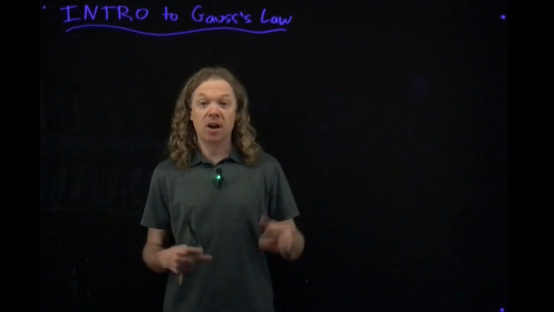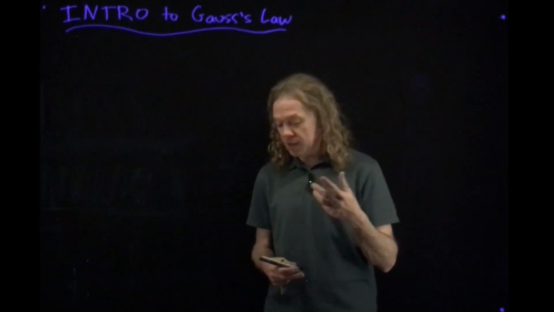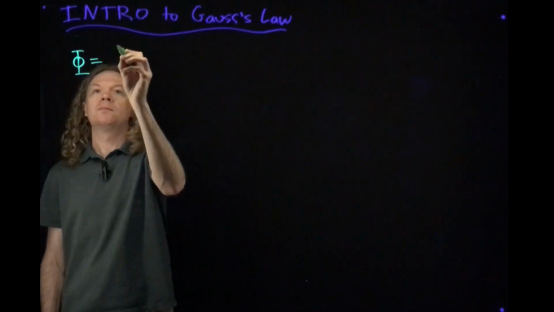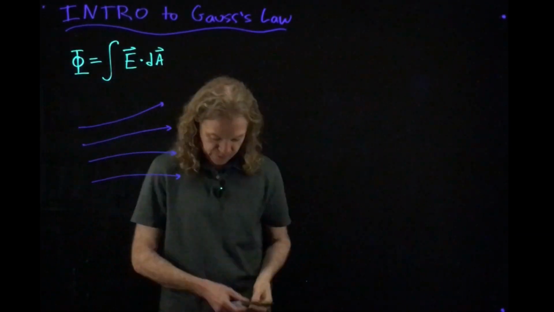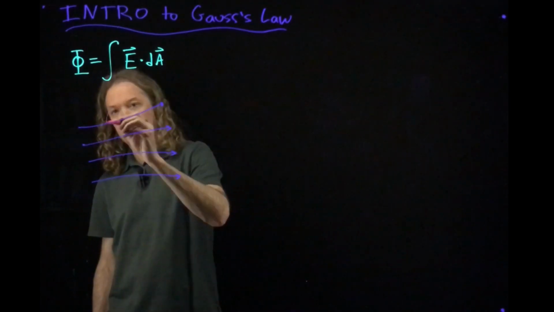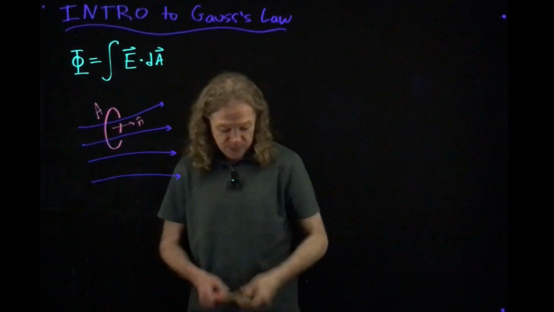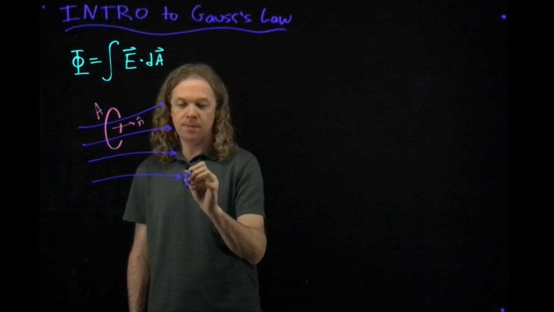So Gauss's law is all about flux, which we have been studying in class. So let's just recall what flux actually is. So the flux, which is a property of the electric field, which are represented by my lines here.